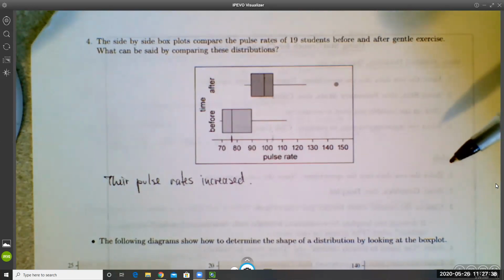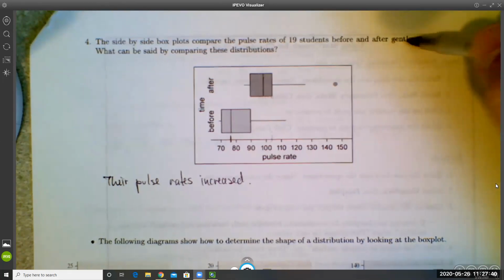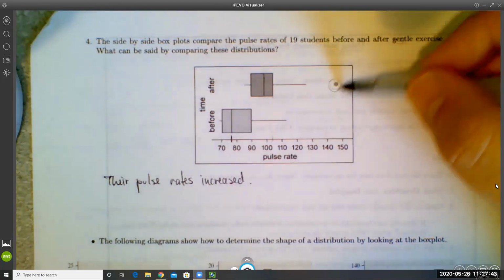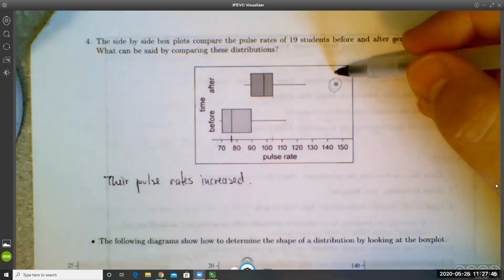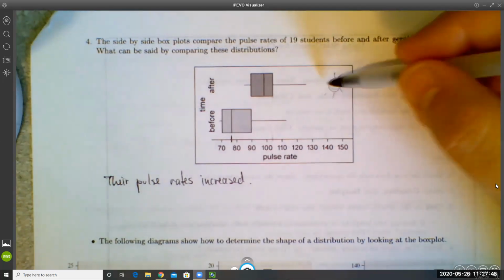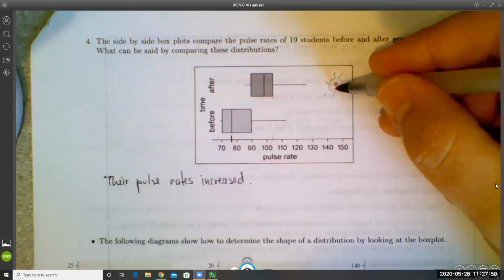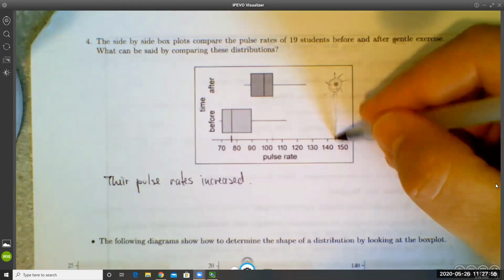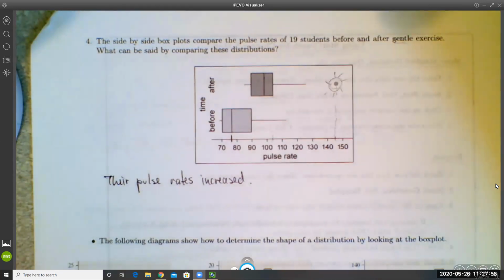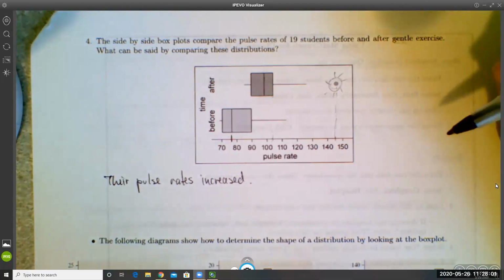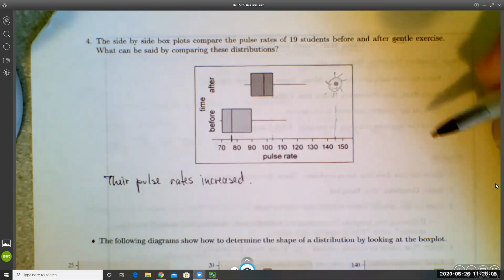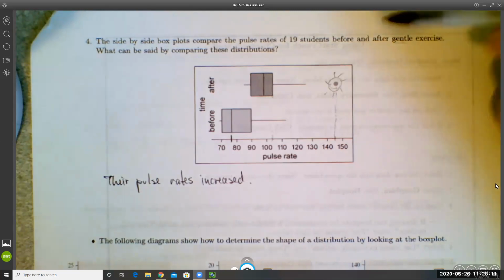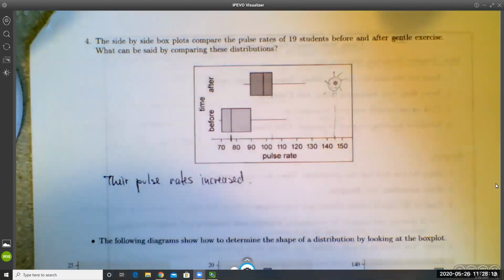It must not have been very strenuous exercise. Yeah, it says gentle exercise. Although this person struggled. This person was probably me in the class. I struggled a little. So what is the value of this outlier? The value of the outlier is maybe 145 beats per minute, which is still not super fast, I don't think. Actually, that 145 is kind of fast, I guess. But that's how we read box plots.